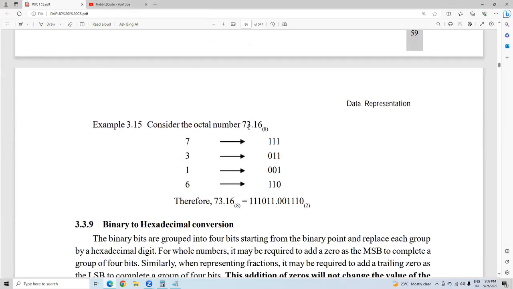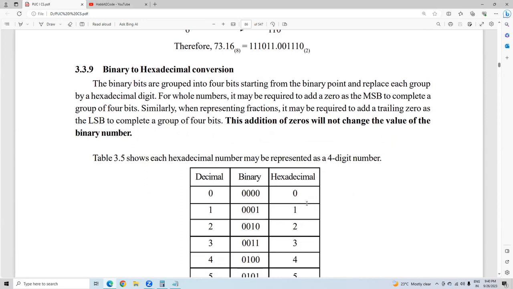If there is an octal number 73.16, 7 means 111, 3 means 011, 1 means 001, 6 means 110. So simple. 111011.001110 base 2, right? This is the simple way you can convert.